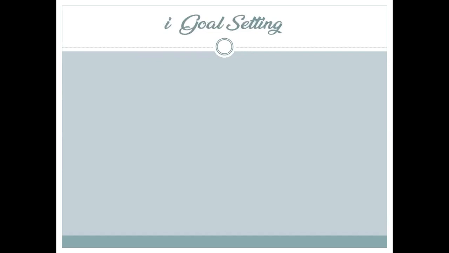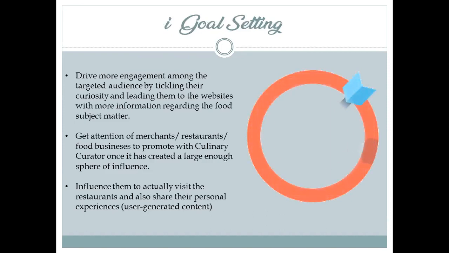So first and foremost, we would of course like to do the goal setting first. For this particular project, what we want is to drive more engagement among the targeted audience by tickling their curiosity and leading them to websites with more information regarding the food subject matter. You would also want to get the attention of merchants, restaurants, and food businesses to promote Culinary Curator once it has already created a large enough sphere of influence. And subsequently, you would want to influence them as well to visit the restaurants and also share their personal experiences about these restaurants, thus creating user generated content.